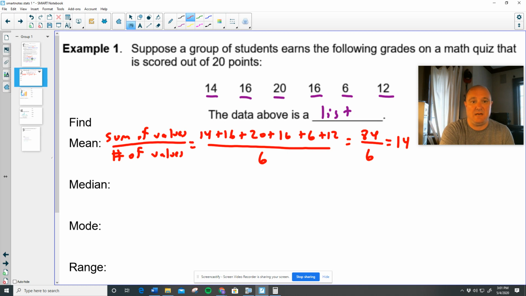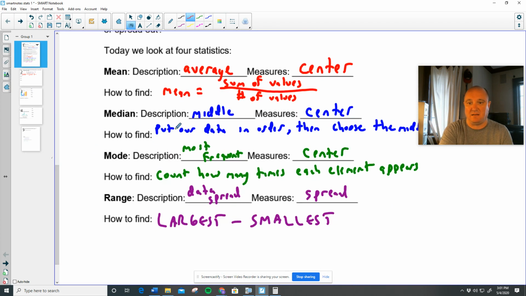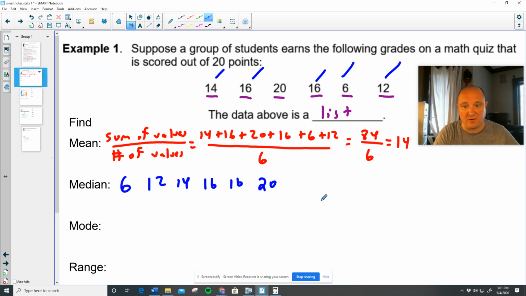Let's look at median. What's the median? Well, I go back in my notes and I see that the median is the middle. I put the data in order, then I choose the middle value. Okay, so I'm going to take this list and put it in order from smallest to largest. So the smallest is 6, then 12, then 14, then 16, then 16, then 20. I can't find the median unless I put it in order first.